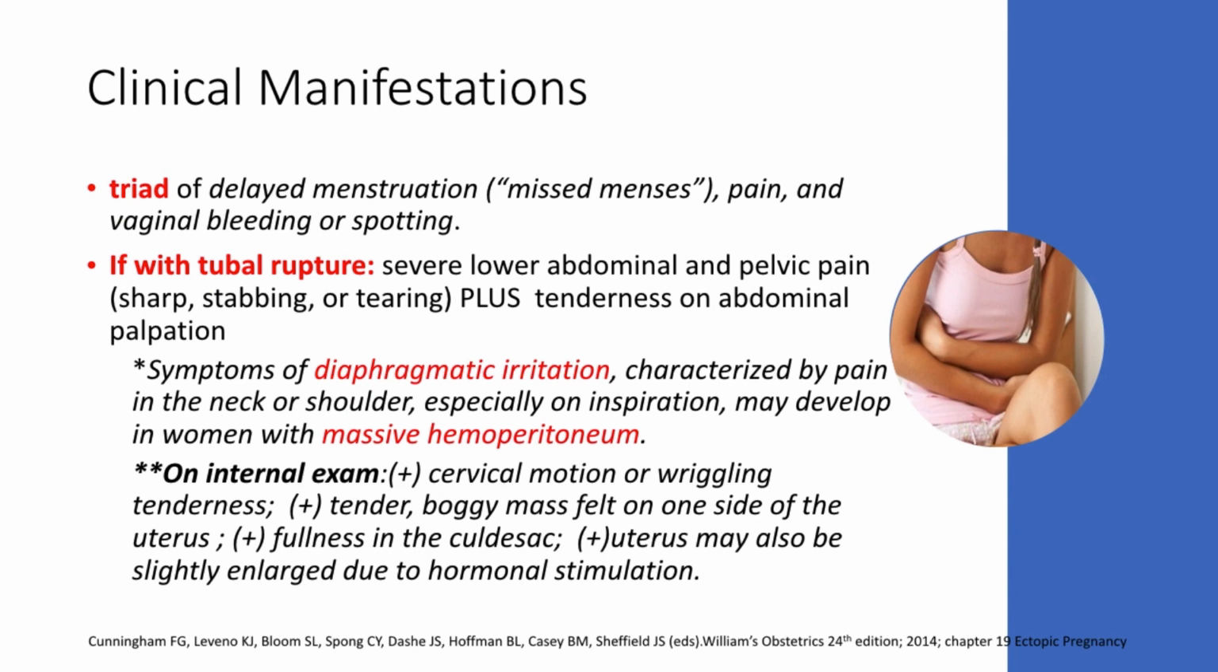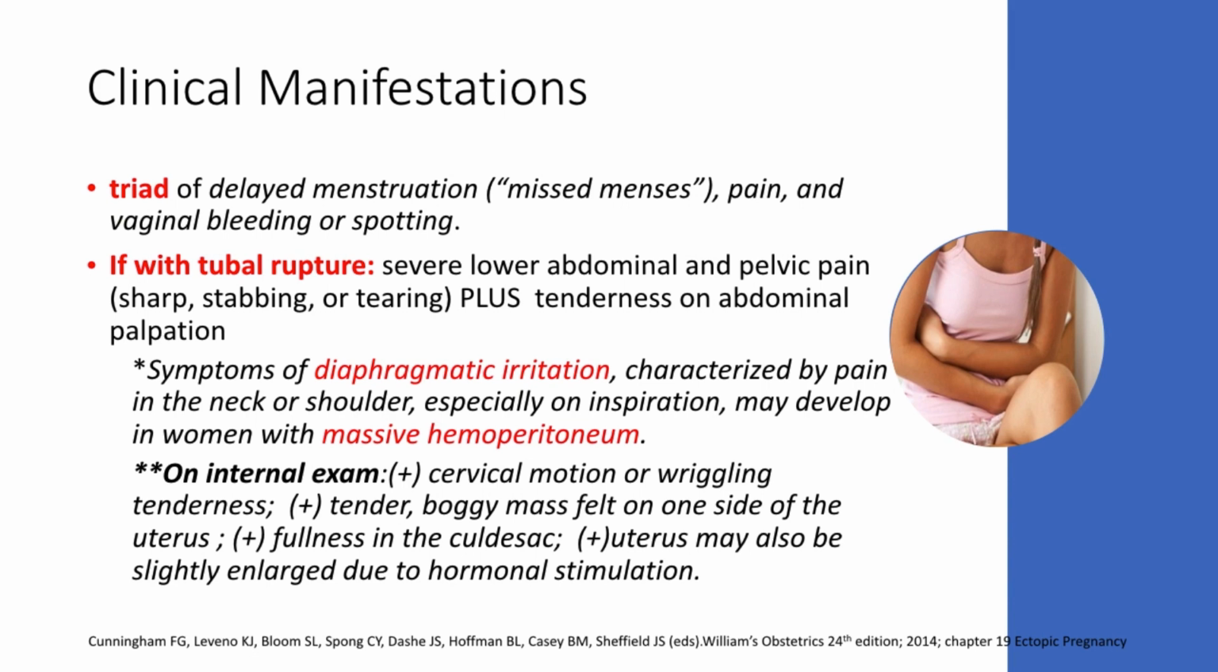So let's talk about the clinical manifestations of ectopic pregnancies. Usually, ectopic pregnancies present with a triad of delayed menstruation or missed menses, pain, and vaginal bleeding or spotting. If with tubal rupture, the patient manifests with severe lower abdominal and pelvic pain, characterized as sharp, stabbing, or tearing, plus tenderness on abdominal palpation.